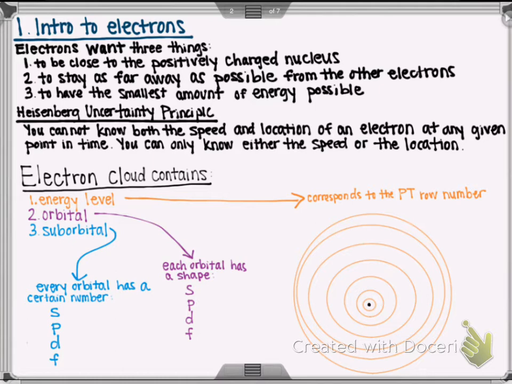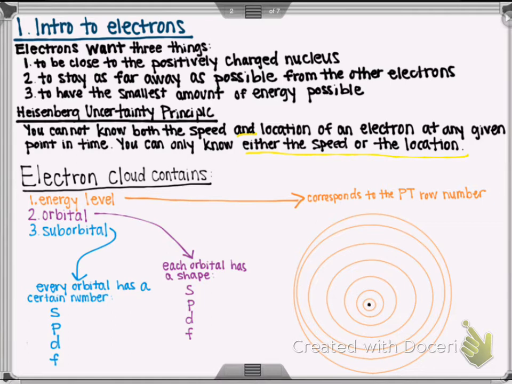You need to know the Heisenberg uncertainty principle, and this has nothing to do with Heisenberg from Breaking Bad. But the Heisenberg uncertainty principle says that you cannot know both the speed and location of an electron at any given point in time. You can only know either the speed or the location.